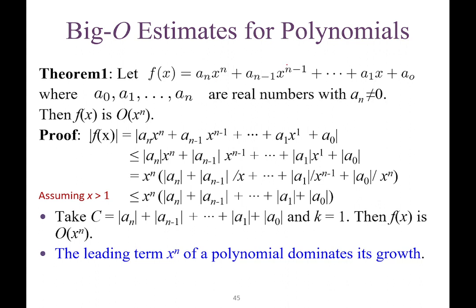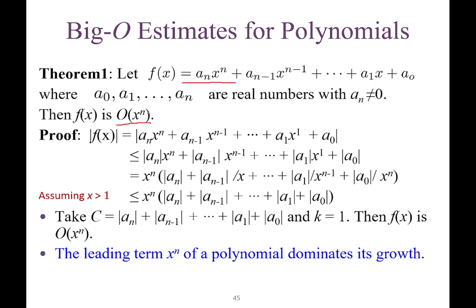Then this is a very important theorem. For these general polynomial functions, we can prove that f of x is big O of x to the power of n. Actually, we just need to consider the leading term. The leading term is x to the power of n, so it will be big O of x to the power of n. Next, let's see how to prove this for the general form of polynomial function.